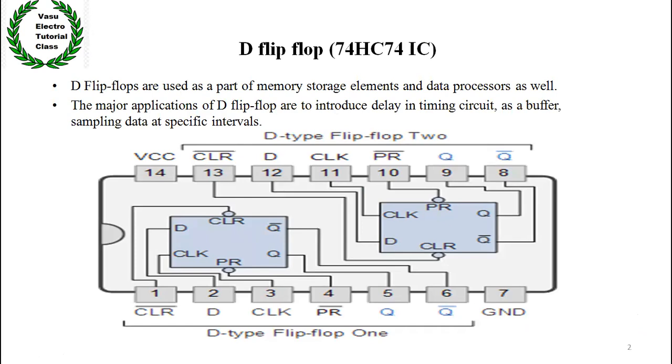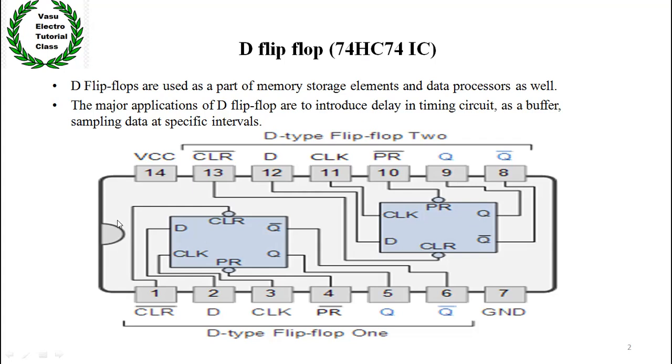So what is a D flip-flop? D flip-flops are used as a part of memory storage elements and data processors as well. The major applications of D flip-flops are to introduce delay in timing circuits and as a buffer for sampling data at specific intervals. Here you see the chip of the D flip-flop. The IC we are using for the D flip-flop is the 7474 IC.